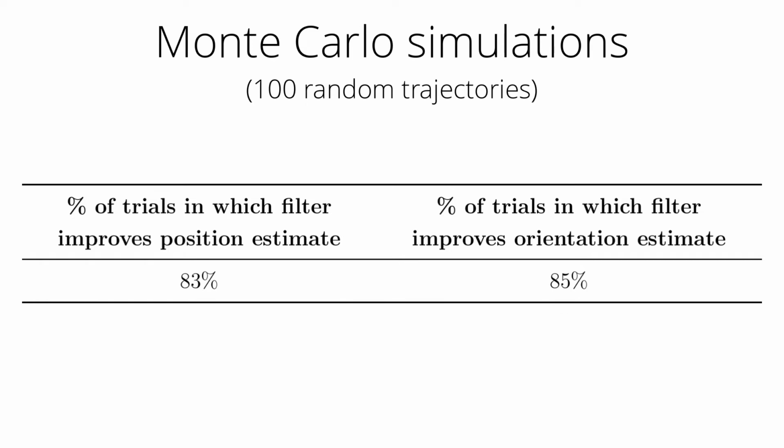The final thing we do is consider 100 random trajectories, run each trajectory through the filter, and then compare the results. And we found that the filter improved the position estimate for 83% of the trials, and improved the orientation estimate for 85% of the trials.